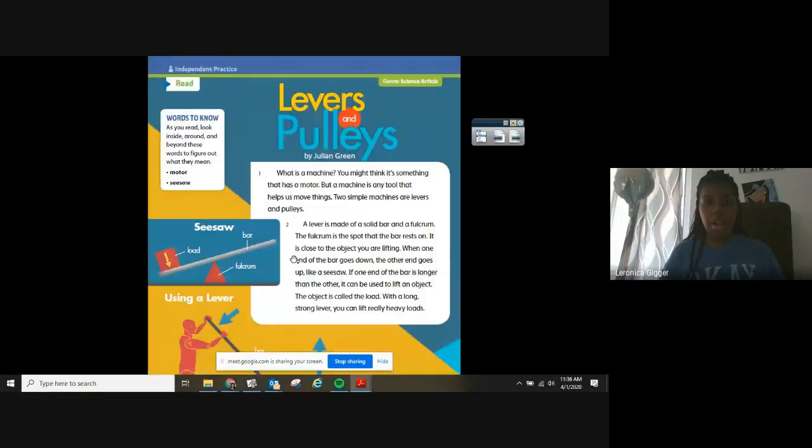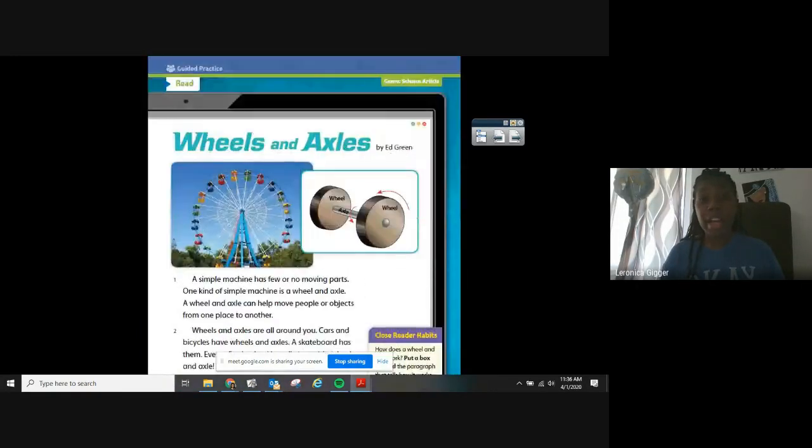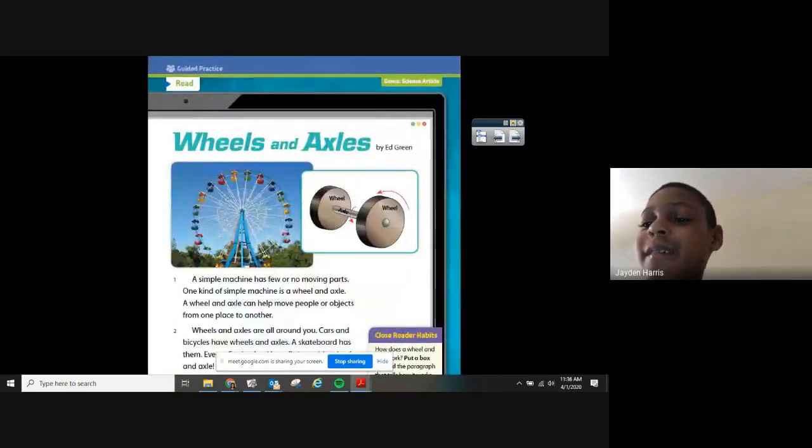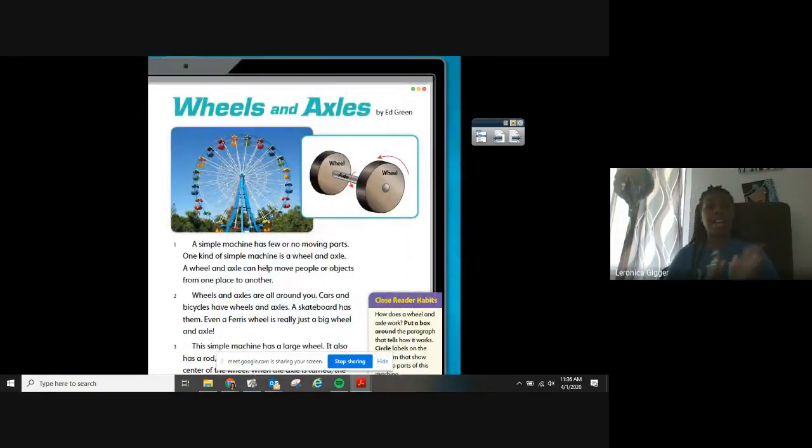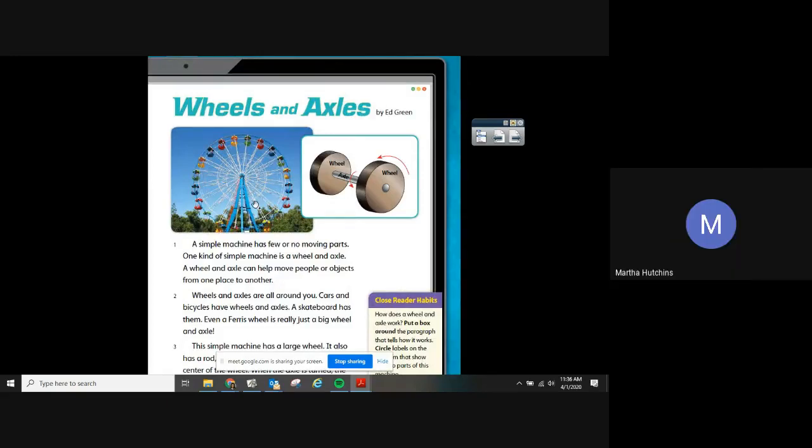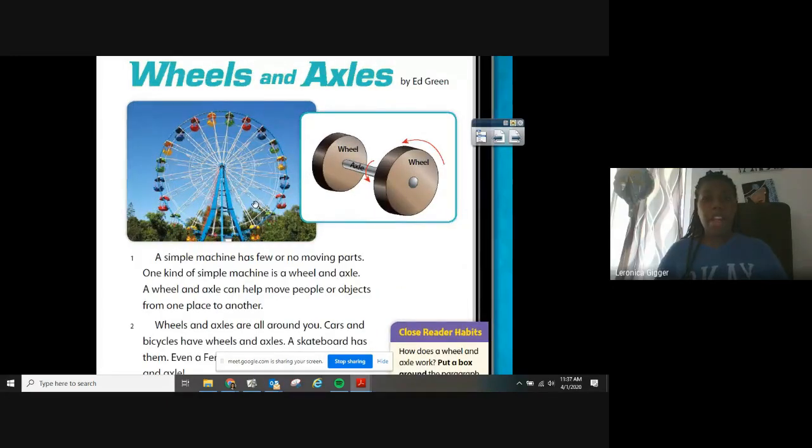Uh-oh. All right, sorry. We're on the wrong one. Wheels and axles is the one we're doing. I said levers and pulleys, sorry, we're doing wheels and axles today. All right. Are we going to answer the questions too? So we have Wheels and Axles by Ed Green.